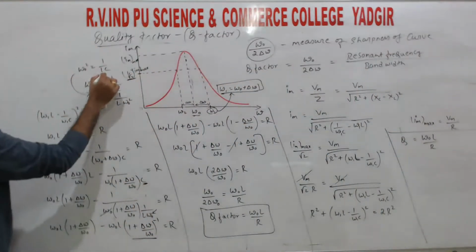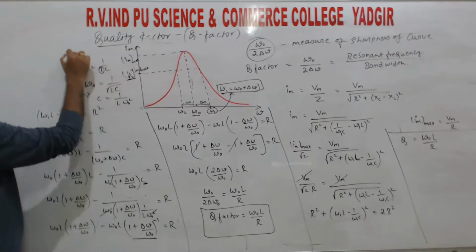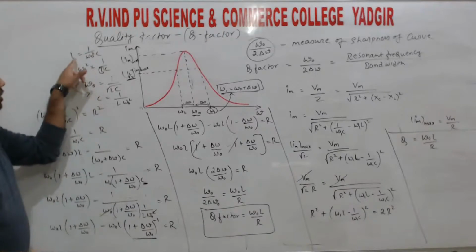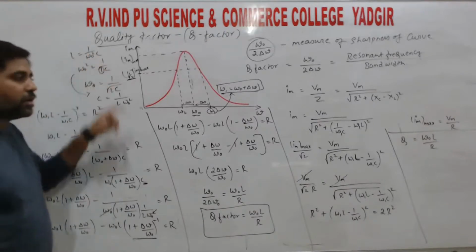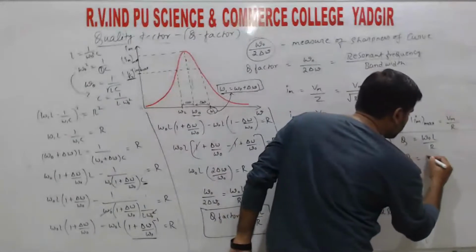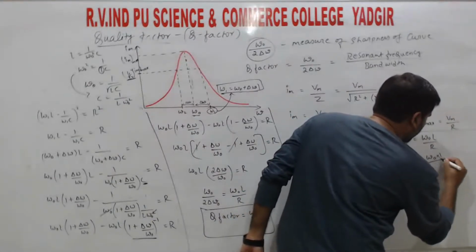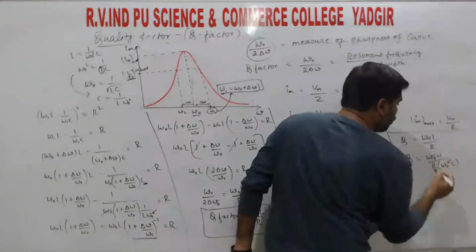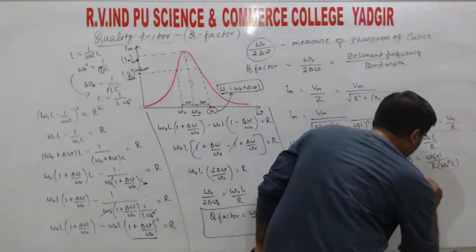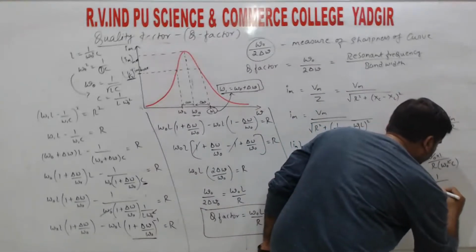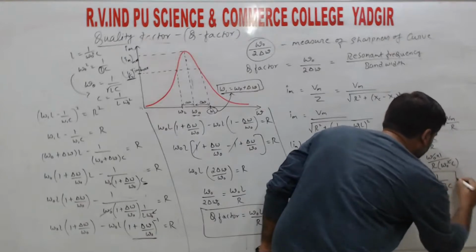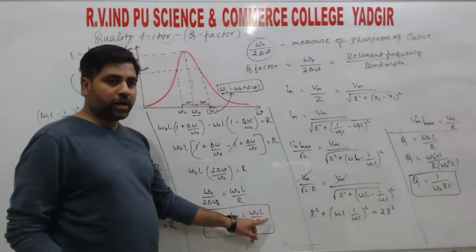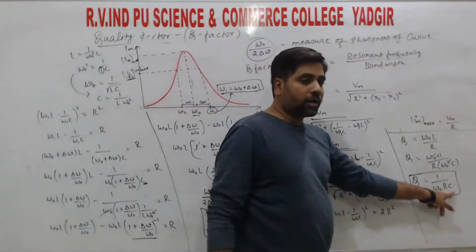Again by this relation, we can write L is equal to 1 by omega naught square C. Substituting here, Q is equal to omega naught into 1 divided by R into omega naught square C. So omega naught square gets cancelled. So Q factor is equal to 1 divided by omega naught R C. So this is in terms of inductor and this is in terms of capacitance.